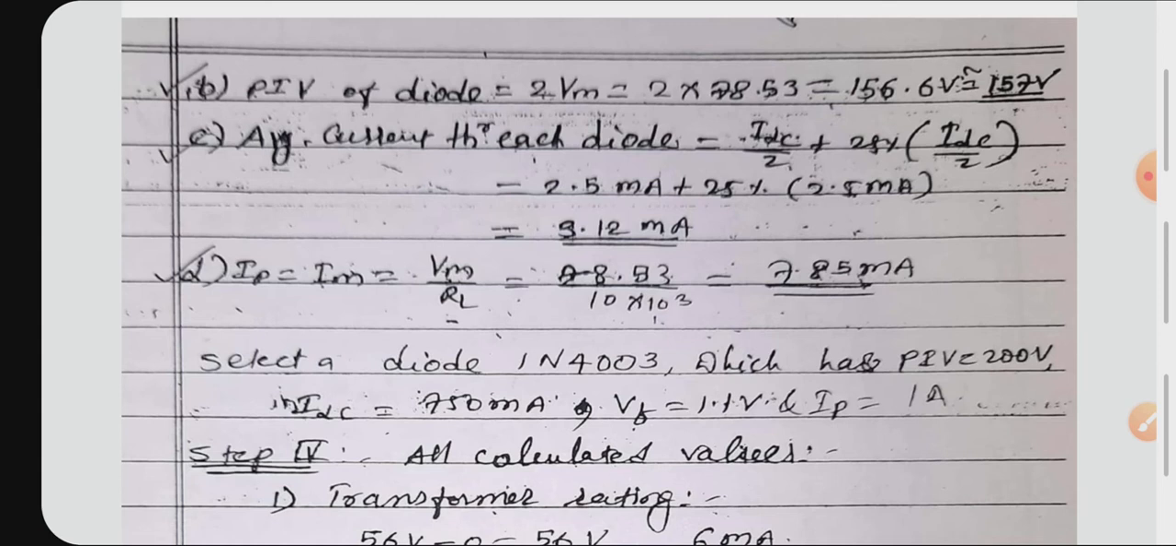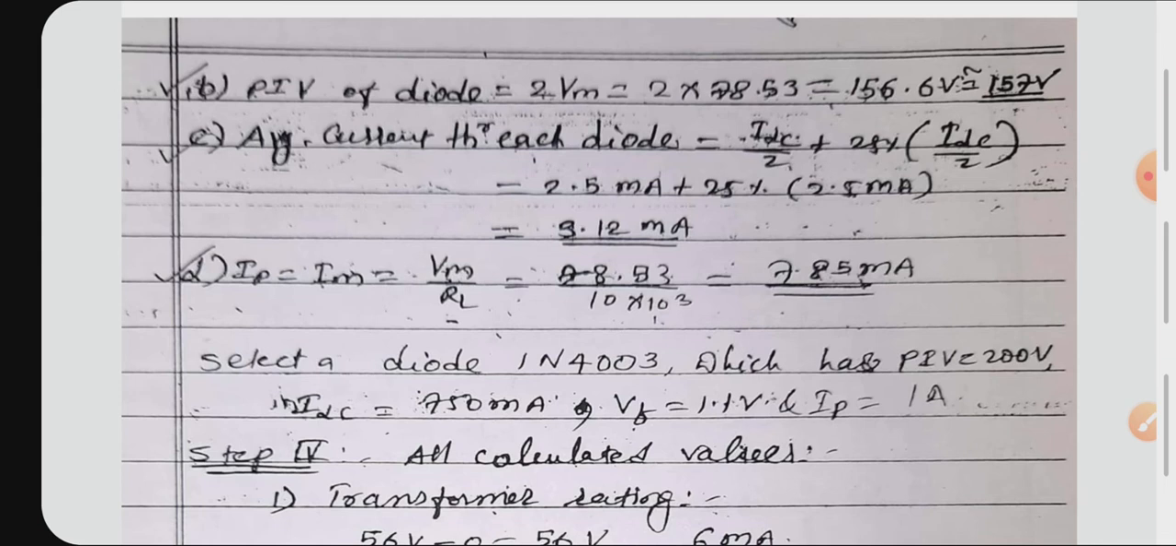So actually, from the meaning of this one, the current rating is 1 ampere. So whatever may be the value of IDC and IP, you will get below 1 ampere. You have to go for the 1N series. So 1N4003, in that 4003 indicates the PIV rating of the diode. PIV of the diode is equal to 200 volt, and you got the value as 157 volt, so you have selected 1N4003.